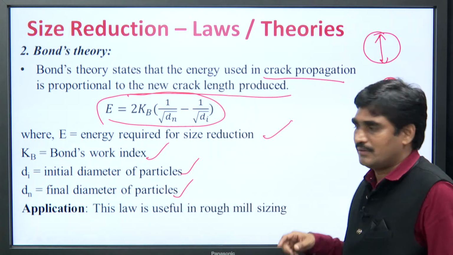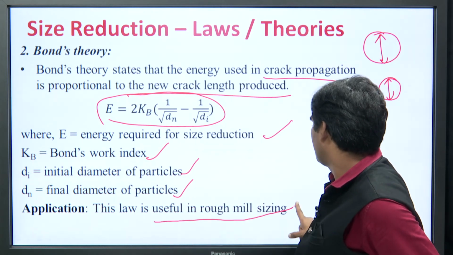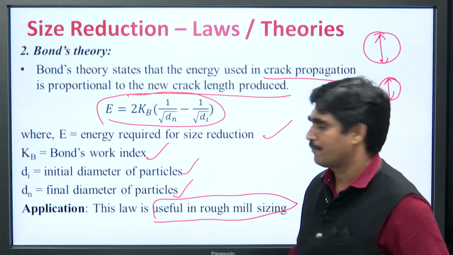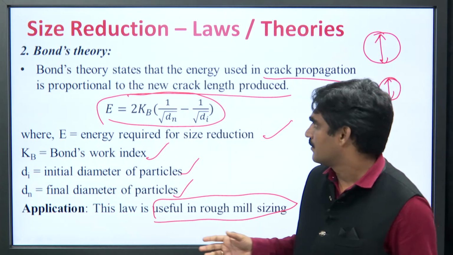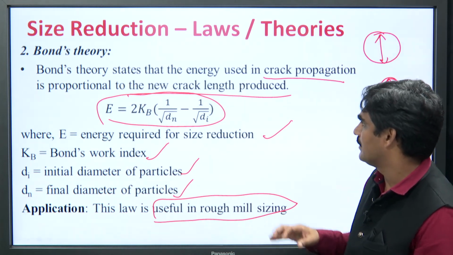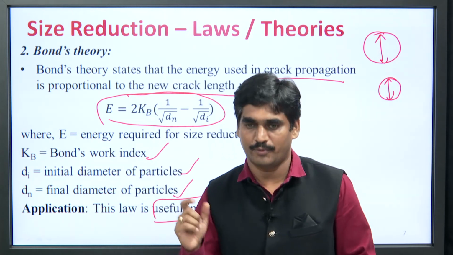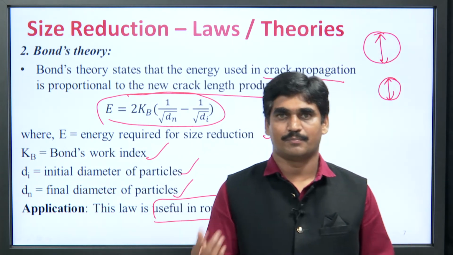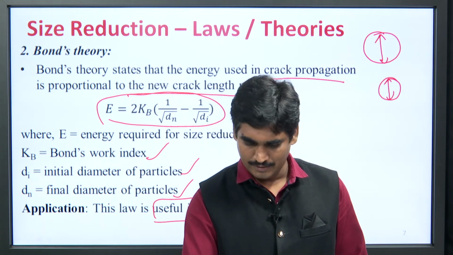According to this law, Bond's theory is useful in rough mill sizing. This is all about Bond's theory. In this case, energy used in crack propagation is directly proportional to the new crack length produced.